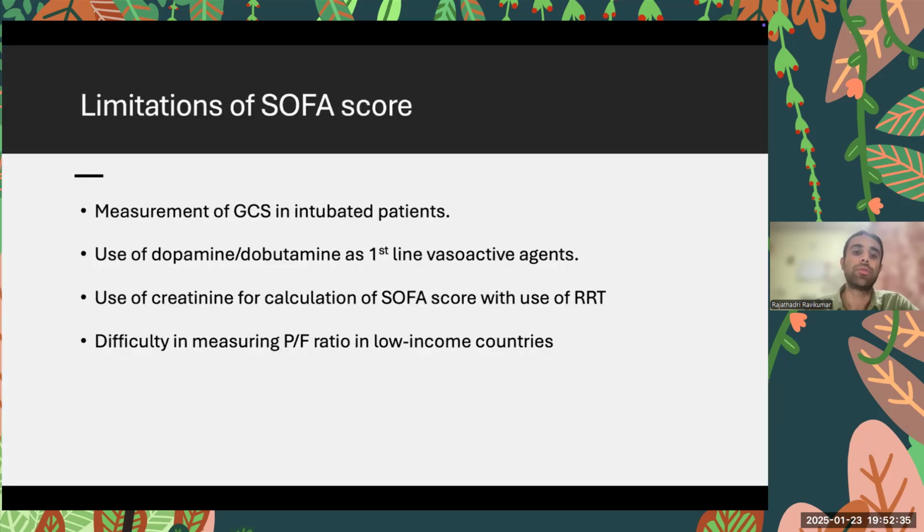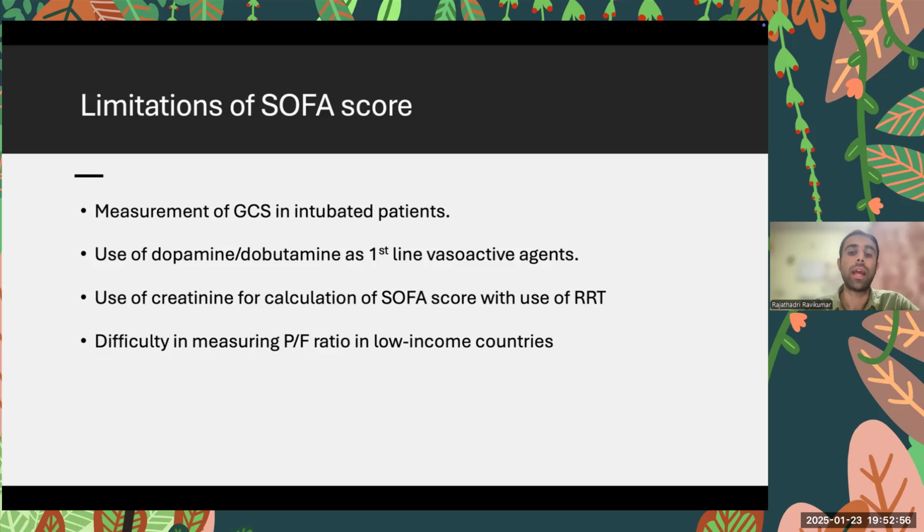What are the limitations of the SOFA score? Various limitations. It was done in 1996, with no modification. Measurement of GCS in an intubated patient becomes difficult. It uses dopamine and dobutamine as first-line vasoactive agents, which we don't use now. Noradrenaline is the first choice, and vasopressin will be the second choice. So it is based on the same dosages.